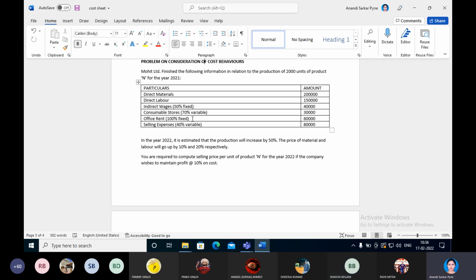9,000 fixed. If you deduct 9,000 from 30,000, you will get how much? 21,000 divided by 2,000, whatever the amount we get, into 3,000. Yes, I'm telling you a shortcut method. That also you can do.